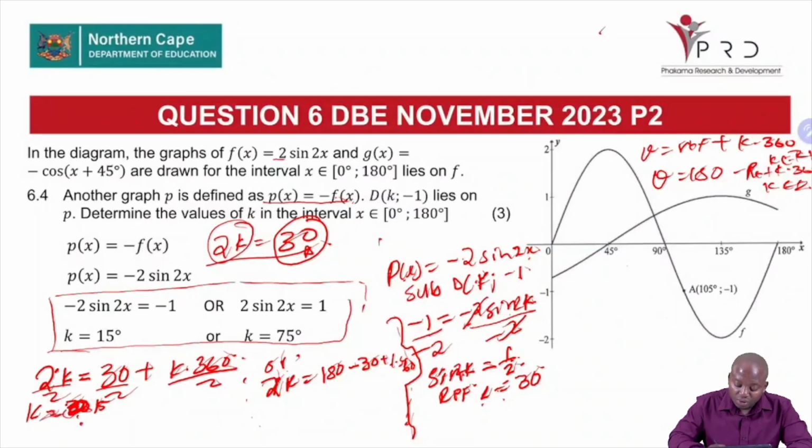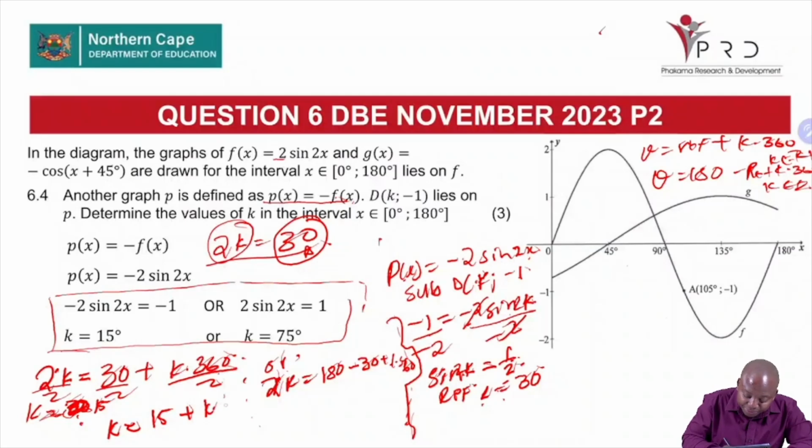15 in that case. So we are saying with k, here it's going to be 15 plus k times 180. Then for the second solution, divide by 2 again. With k equals 180 minus 30 is 150. 150 divided by 2, divide by 2 both sides, is equal to 75 plus k times 180. So those are the solutions we have.